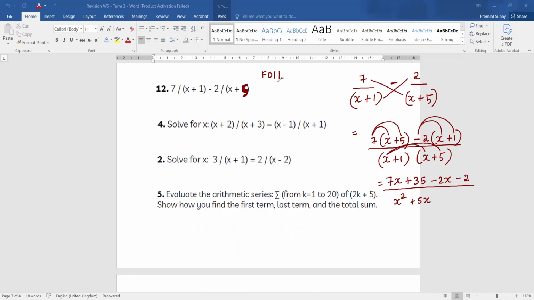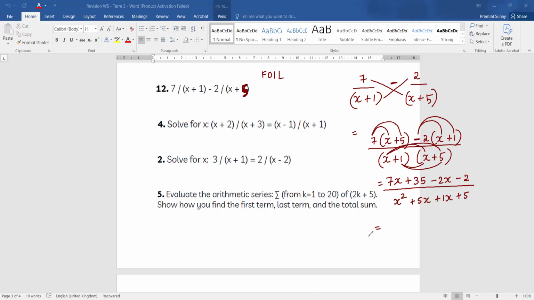Now the I represents inner. Inner terms from both the brackets are 1 and x. 1 multiplied by x is 1x. And now L represents last. The last terms from both the brackets are 1 and 5. Positive 1 times positive 5 is positive 5.